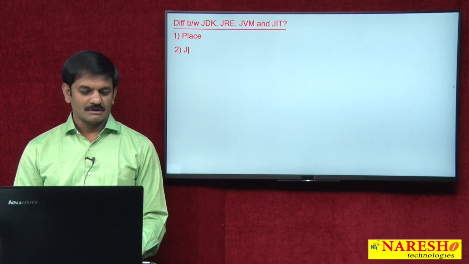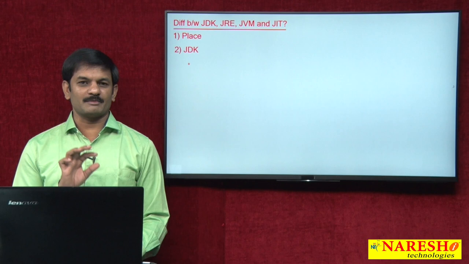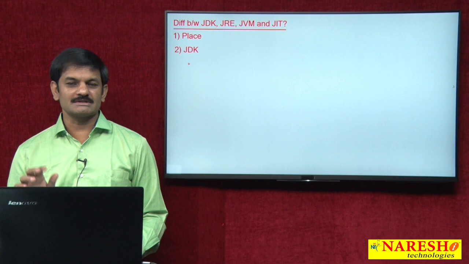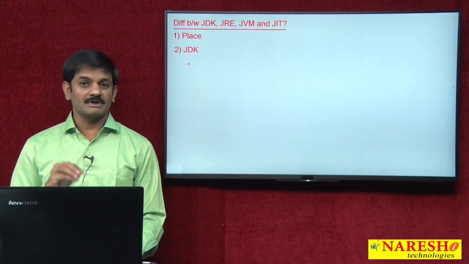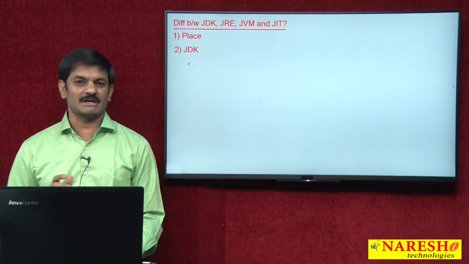JDK stands for Java Development Kit. It provides development tools plus a runtime environment. So JDK contains compiler plus JVM. Hence, by using JDK software, we can develop, compile and execute new applications. Also, we can modify existing applications. That's all. Then you have to talk something about JRE.